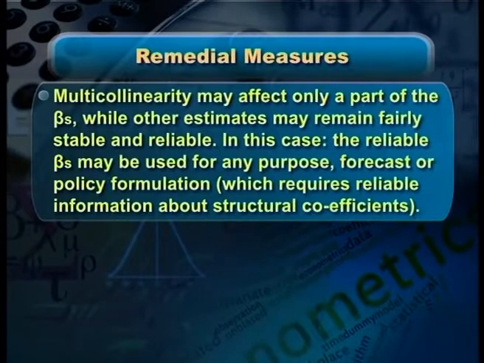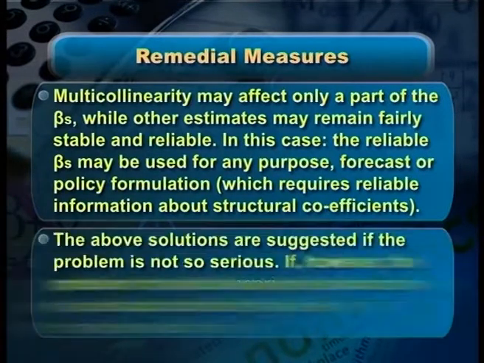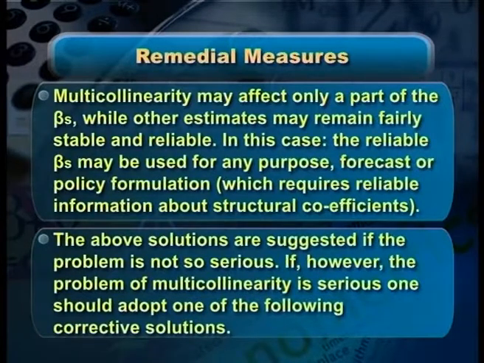Multicollinearity may affect only a part of the betas, while other estimates may remain fairly stable and reliable. In this case, the reliable betas may be used for any purpose, forecast or policy formulation. The above solutions are suggested if the problem is not so serious. If, however, the problem of multicollinearity is serious, one should adopt one of the following corrective solutions.